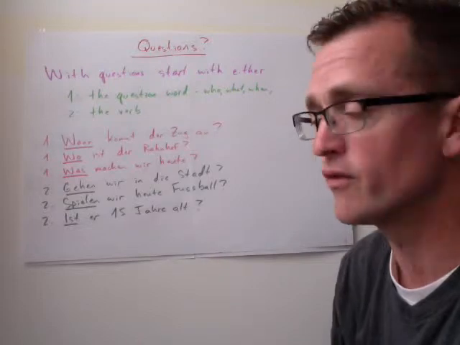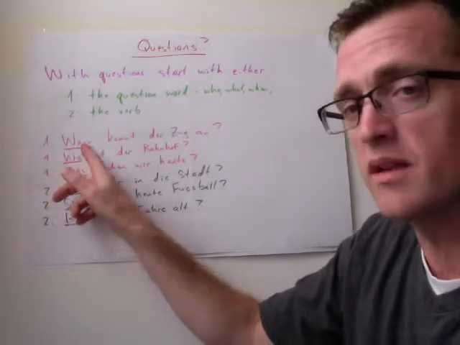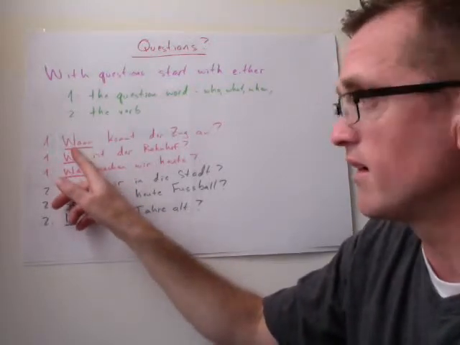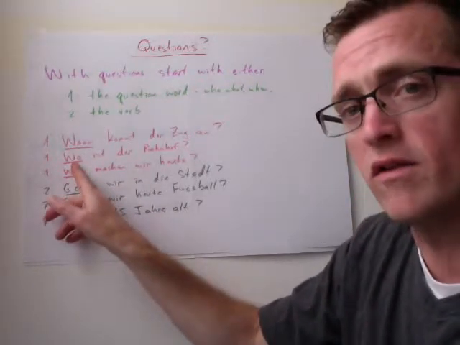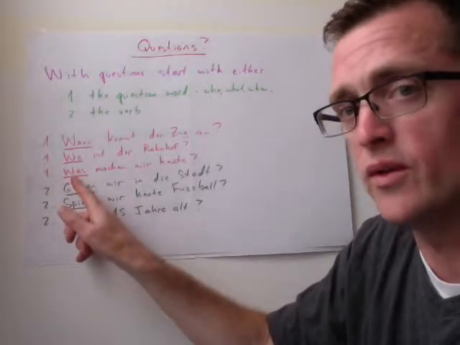I've got 6 examples here for you. In the pink sentences here, or questions rather, each one of them starts with a question word. Wann kommt der Zug an? So when does the train arrive? Wo ist der Bahnhof? Where's the train station? Was machen wir heute? What are we doing today?